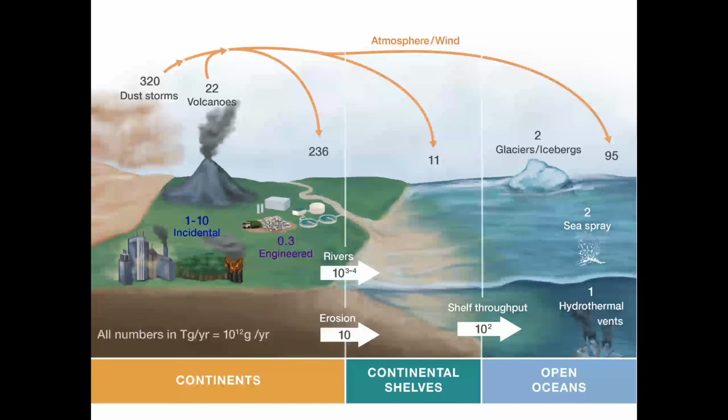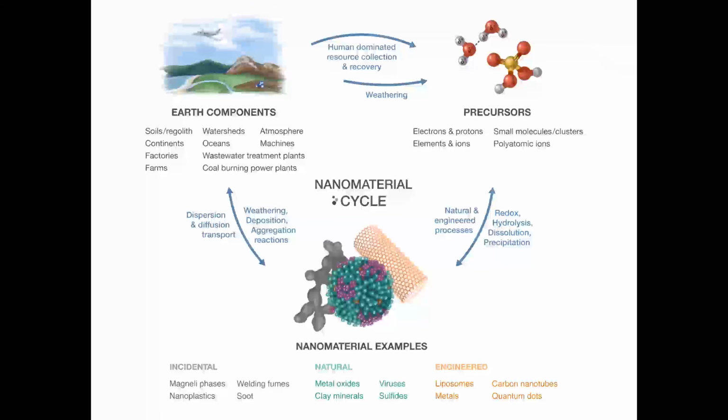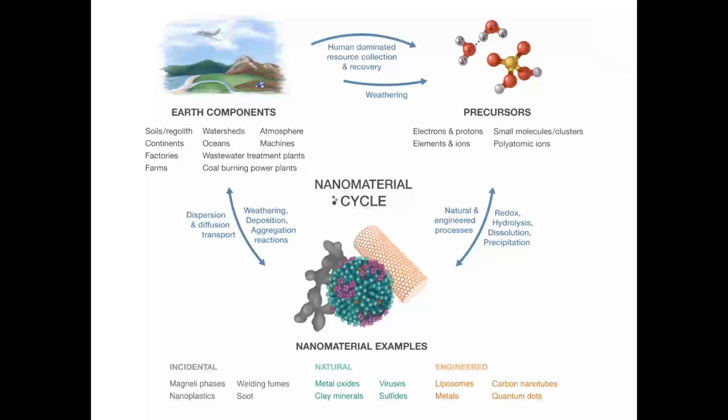So that shows you how these things are distributed, at least on the surface of the Earth, and you can go into the interior of the Earth and do similar things. I'm not going to go through all this, obviously. I'm just going to show you that we all know, as Earth scientists, we have the water cycle and the rock cycle and that kind of thing. Well, nanomaterials have cycles too. On the upper left, we have Earth components that contain nanomaterials. The upper right, we have the precursors of the materials, which are electrons and protons and elements and ions and polyatomic ions and stuff. Then as you go in the middle of the bottom, you get the nanomaterials.